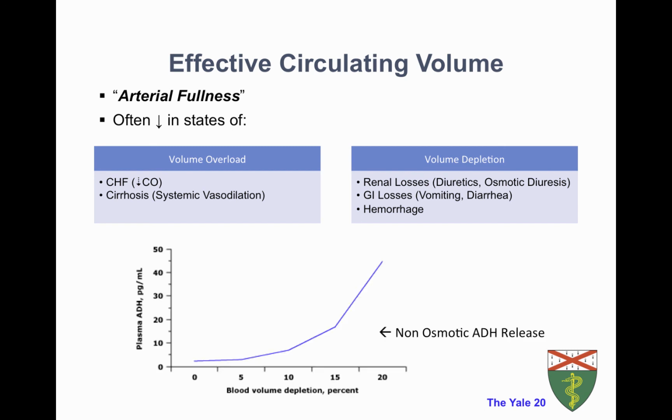When the effective circulating volume falls by about 7 to 10%, ADH begins to be secreted regardless of plasma tonicity, and this is called non-osmotic ADH release and is a very important mechanism in both the development and the maintenance of hyponatremia.